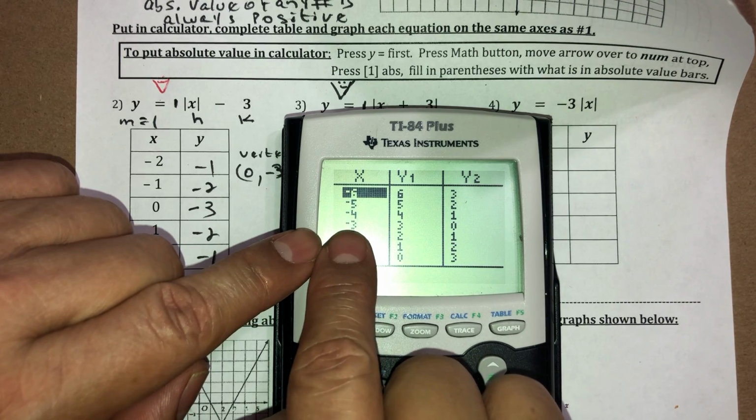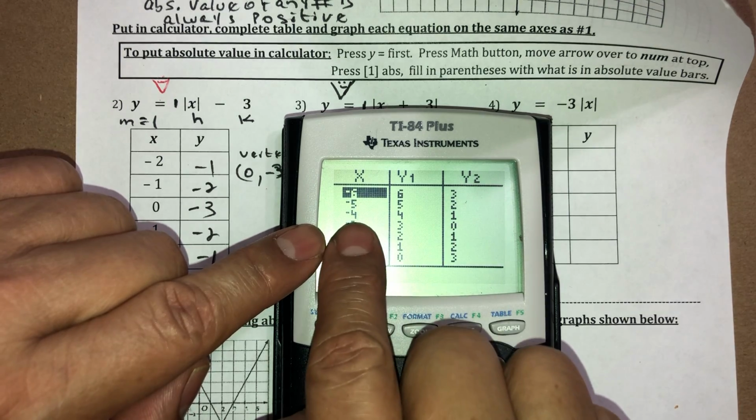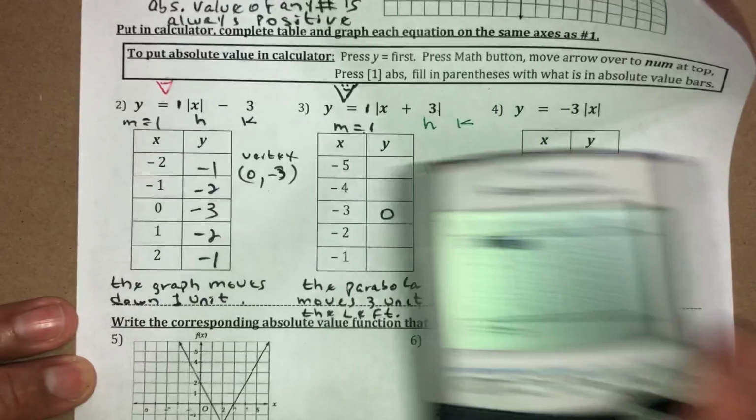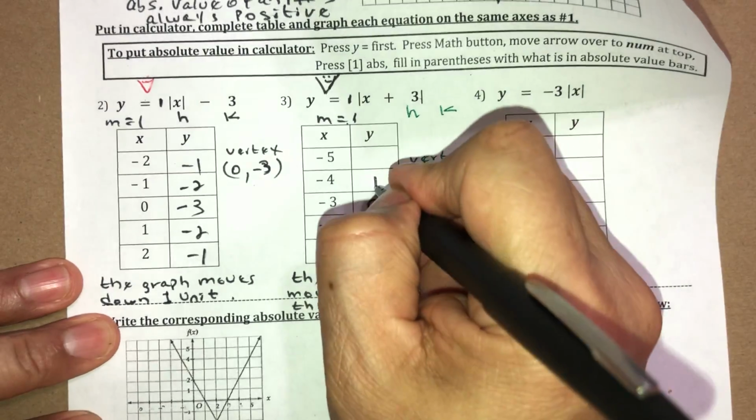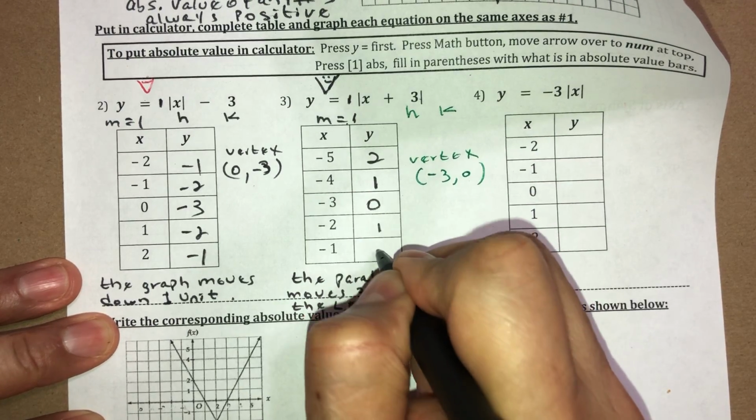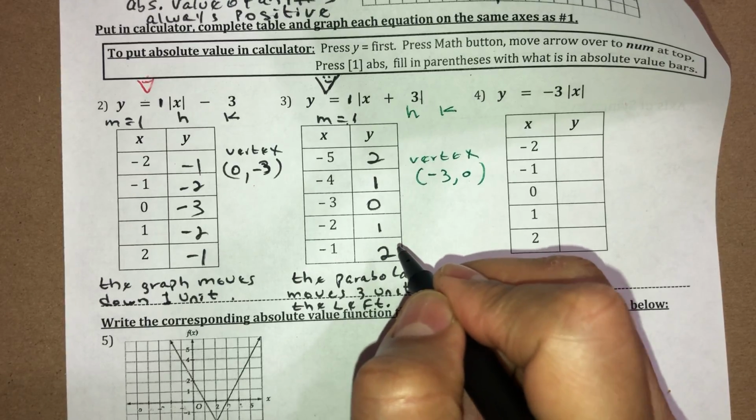So what happened with negative 4? Positive 1, with negative 5 is positive 2. So that means that the numbers are positive 1 here, positive 2 here, 1 here, and 2 here, all right?